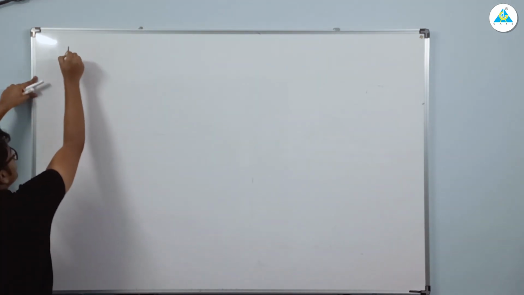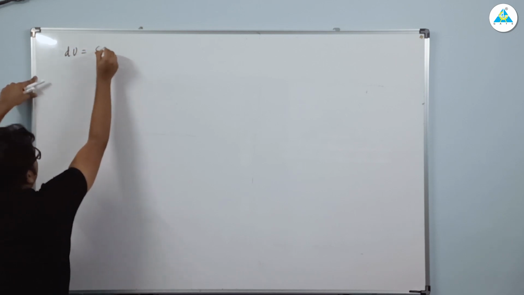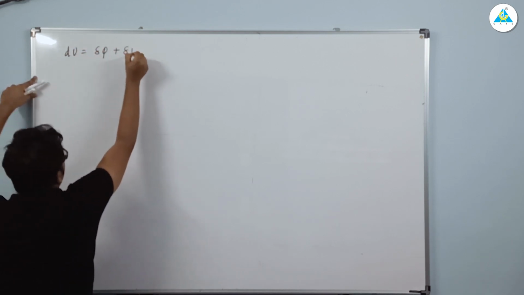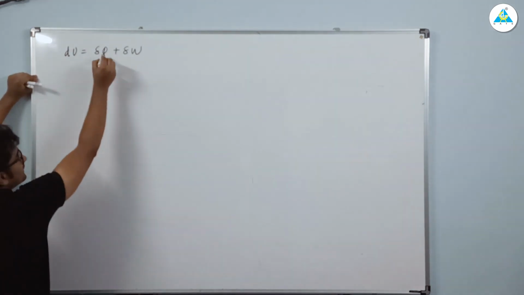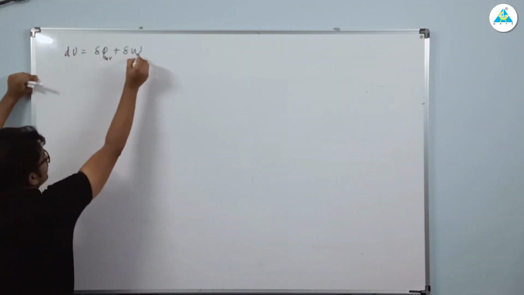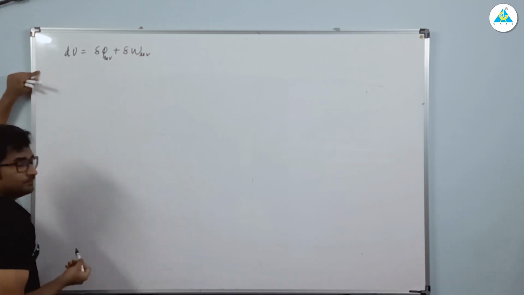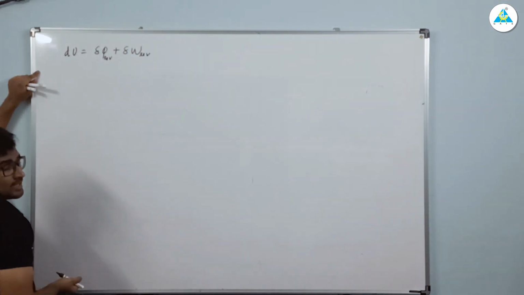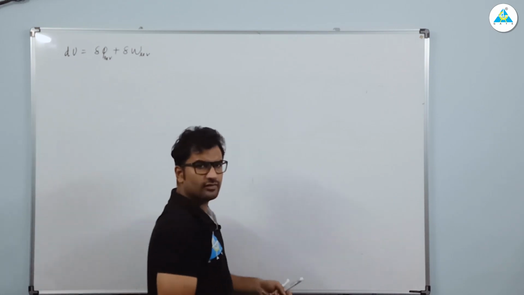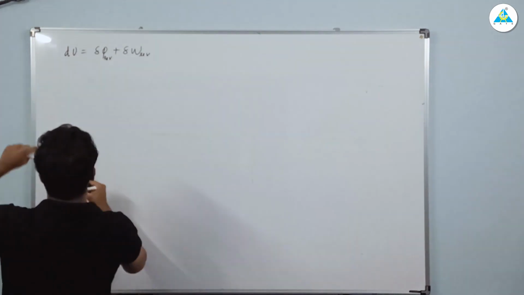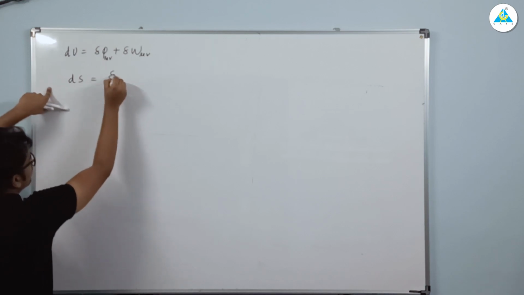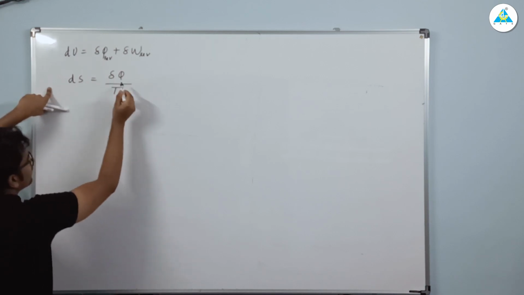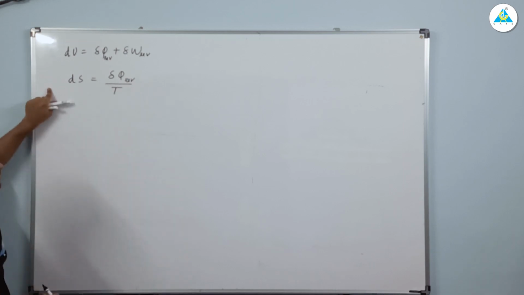For a closed system, dU is equal to del Q plus del W, right? We used to write it for a reversible process, so this Q I can write as reversible. This is also reversible work done, no problem. Now, just now I have written this. That is, our second law is dS is equal to del Q divided by T for a reversible process.